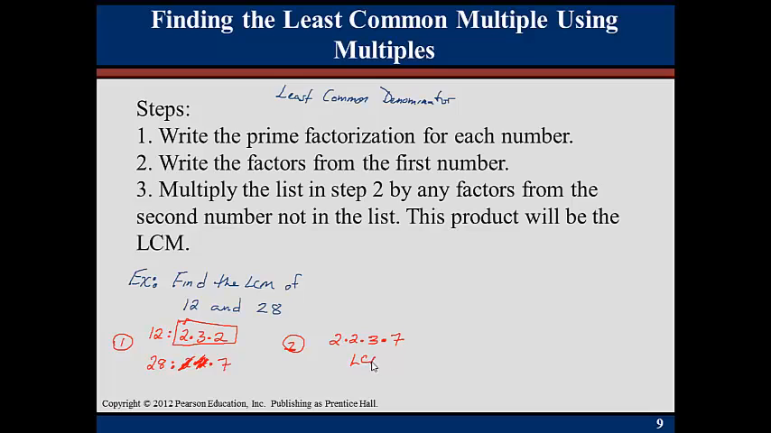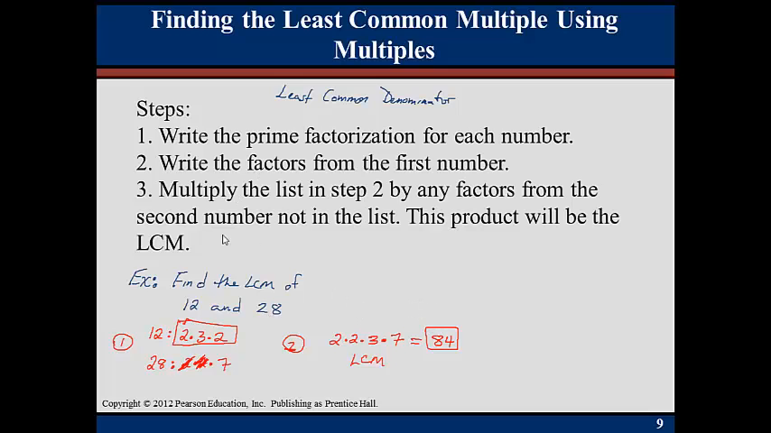This becomes your LCM. And we can multiply it out. 2 times 2 is 4. Times 3 is 12. Times 7 is 84. So the LCM is 84. The smallest multiple that 12 and 28 shares is 84.